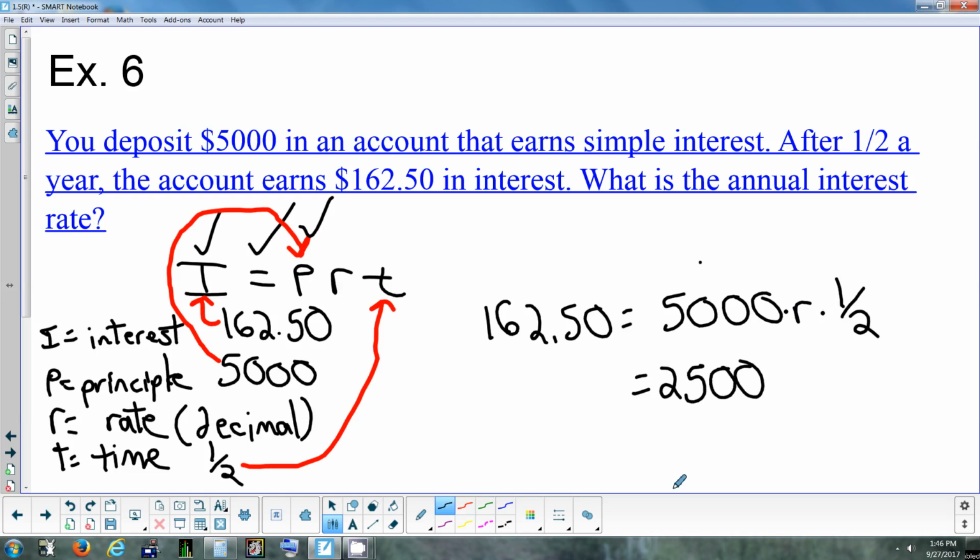2,500. What else needs to be on that side? 1/2. Already did that. I multiplied those two things together. Good. No on the R. On my left-hand side, what's left? 162.50.